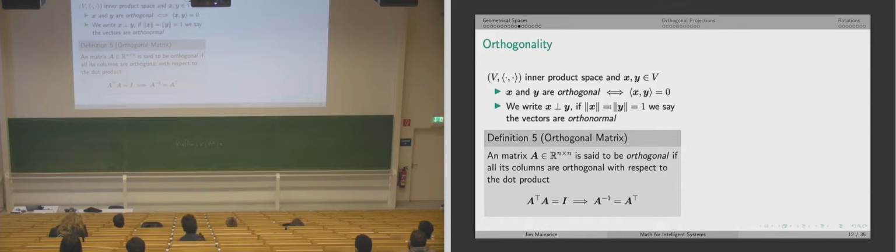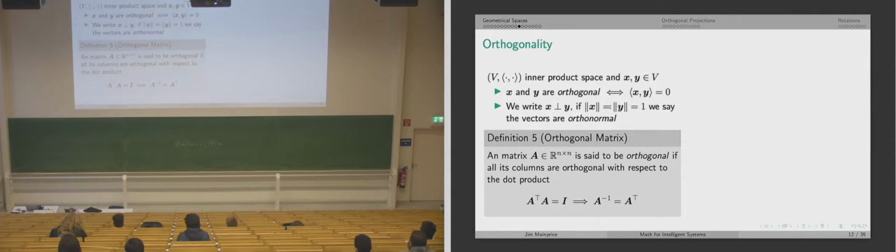And the definition of an orthogonal matrix is the following. So remember how we define the inverse of a matrix. We said if we multiply the inverse of a matrix by the matrix itself, then we get the identity. The definition of an orthogonal matrix is just saying A transpose A is equal to identity. So of course this implies that then the inverse of A is equal to the transpose of A. That's a very fundamental property of orthogonal matrices, that we can simply invert them by transpose.